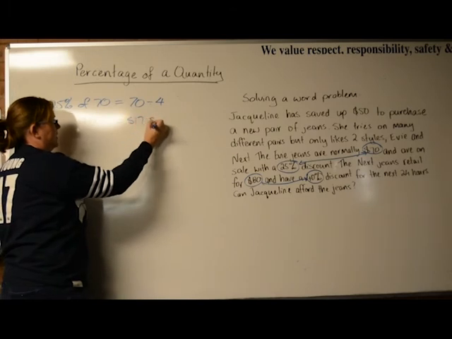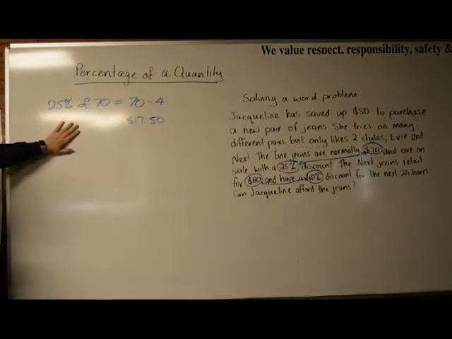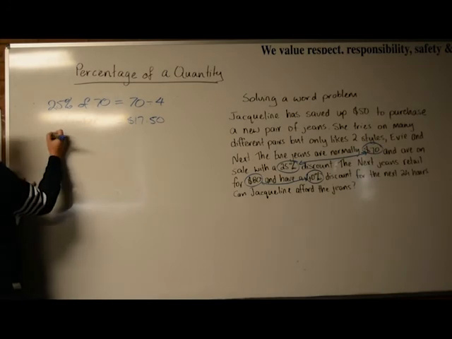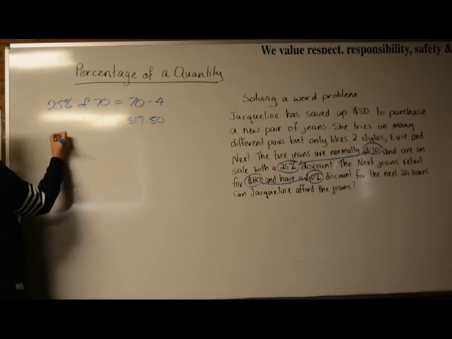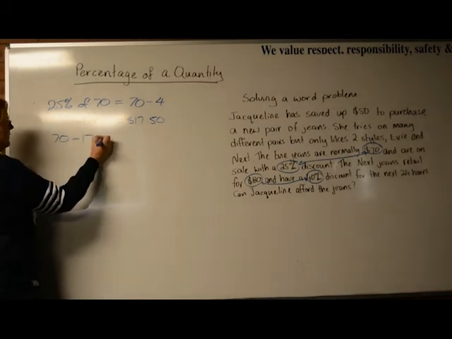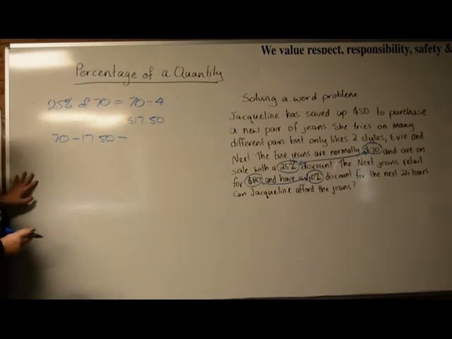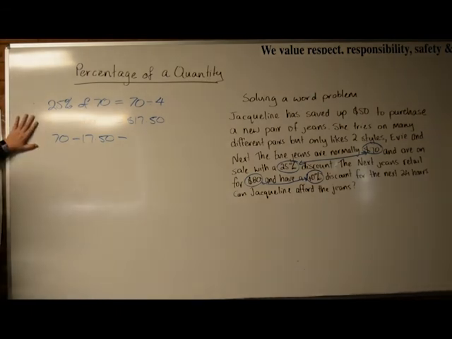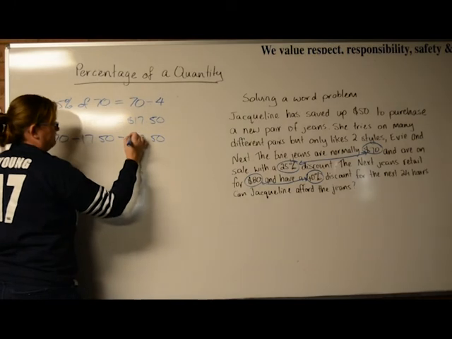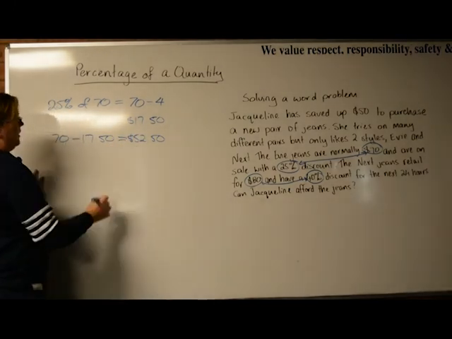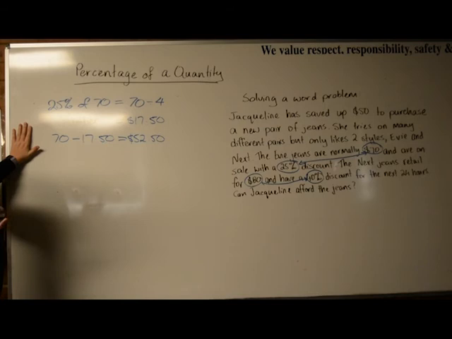Which in money terms is $17.50. Calculated that. So that's our discount. If that's our discount, what is the actual price of the jeans? So it's 70 minus $17.50. What is $70 minus $17.50? $52.50. So she can't afford the first pair of jeans.